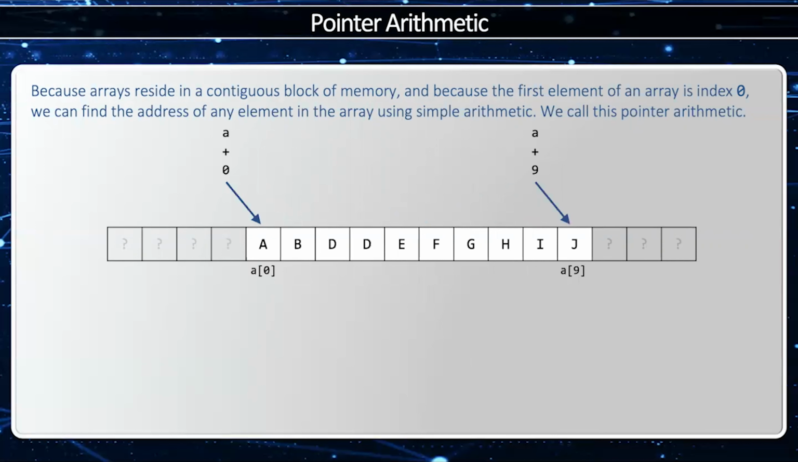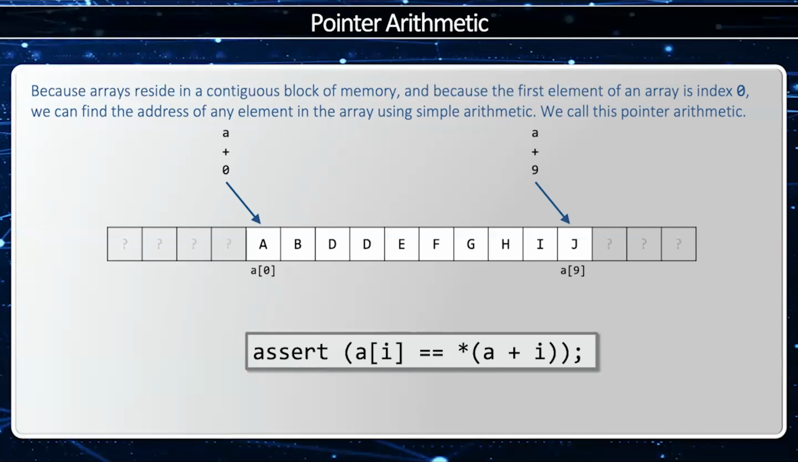So A sub 0 can be reached by the square bracket operator, A sub 0, or dereference A plus 0, the address. So J can be accessed with A sub 9, or I can dereference the address A plus the offset 9. And here's the key equation here. A sub I equals dereference of A plus I. In other words, a square bracket operator is implemented simply by dereferencing the address of the first element plus the index.